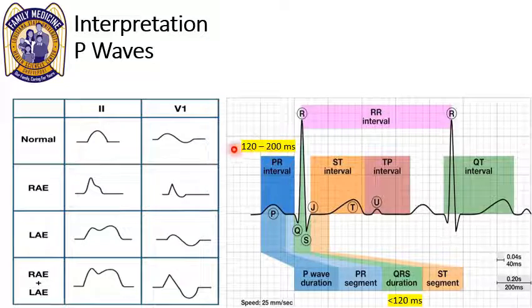So the PR interval, the most important thing on this slide is how long is it? It's 120 to 200 milliseconds, or 0.12 to 0.20 seconds. This is important because if you are above 200 milliseconds, then you are now in the AV block range for our first, second degree type 1, type 2, and third degree blocks.